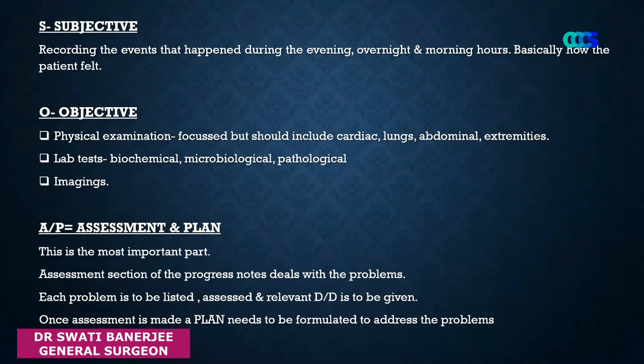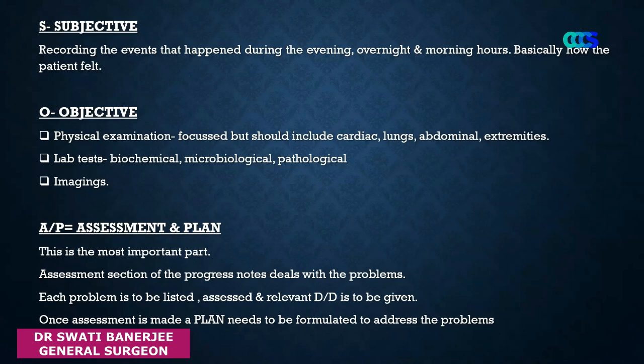The assessment section of the progress note will deal with each and every problem, the problem with which the patient was admitted and any new problem, as I have already explained. Each problem needs to be listed, and you have to give a differential diagnosis for the problem. For example, for a patient of laparoscopic cholecystectomy, you are giving the first POD round, and you see that the patient has a mild abdominal distension. The patient will tell you either she's feeling bloated or she has not been able to pass bowel. What you see is a mild abdominal distension.